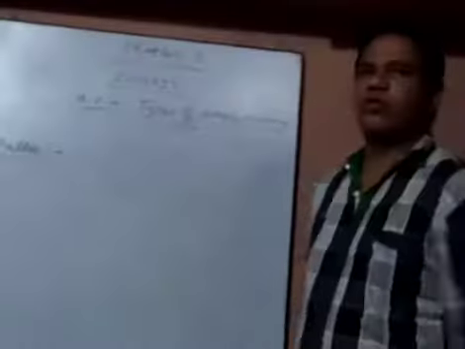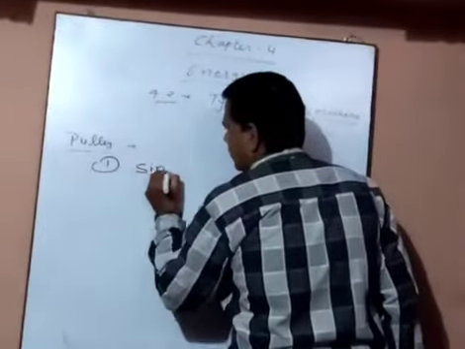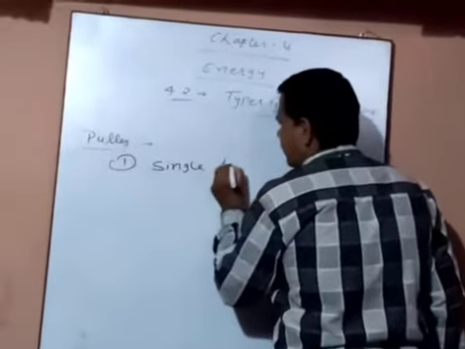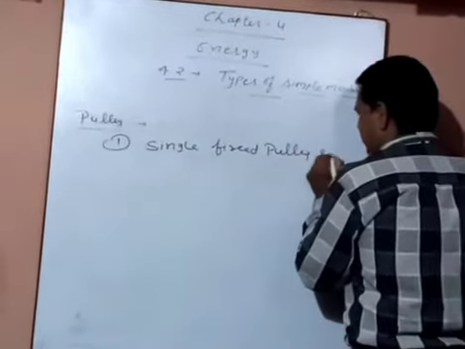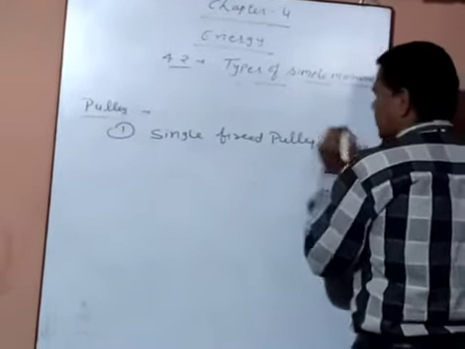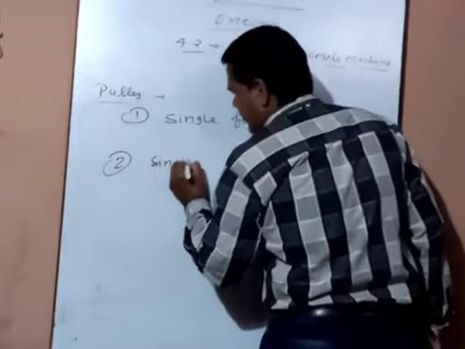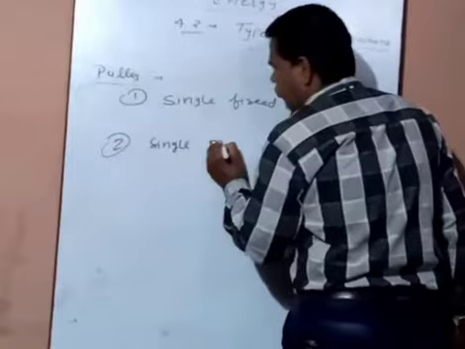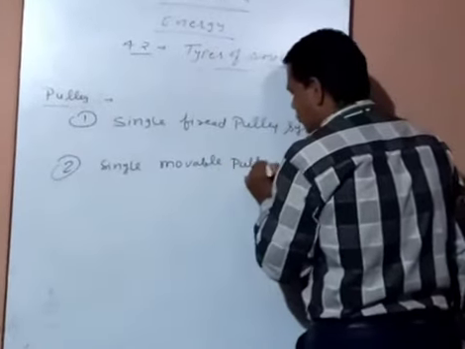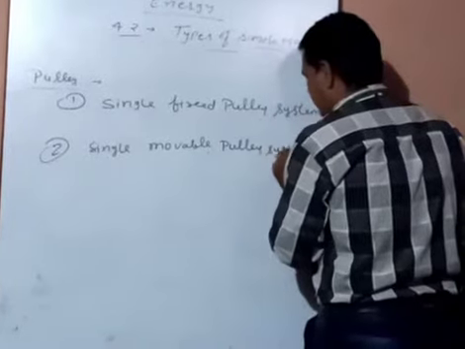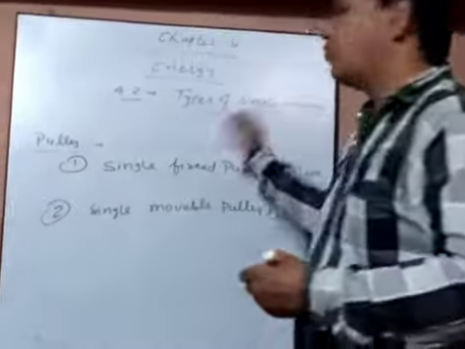There are two types of pulley systems. First, single fixed pulley system. Second, single movable pulley system. First we start with single fixed pulley system.